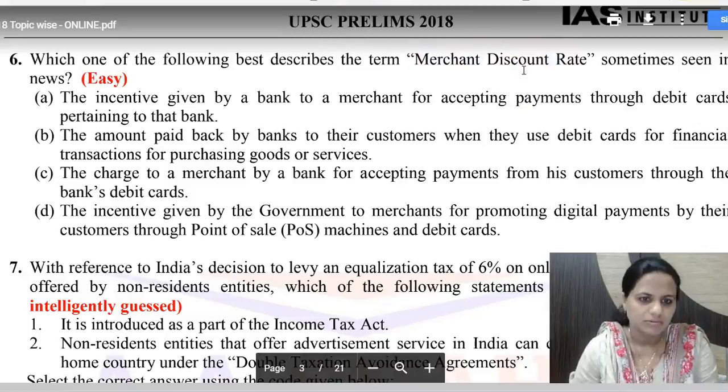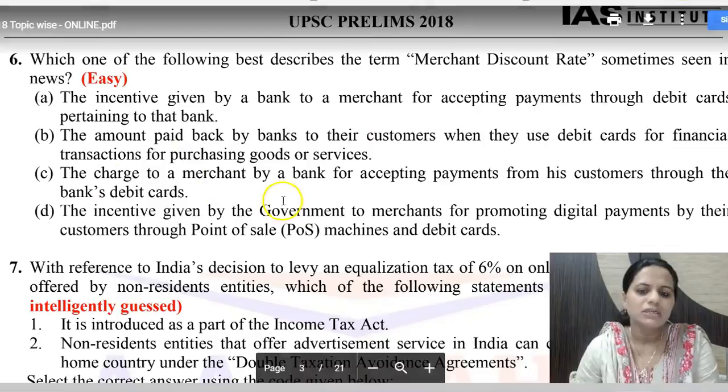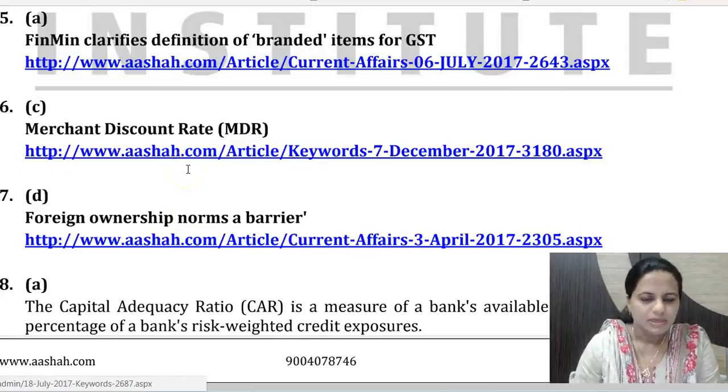So the next three options out of these four are talking about incentive or amount paid back by banks to customers, or incentive given by government, as option D says. So these are incorrect. It's not an incentive. It's actually charged to the merchant by a bank for accepting payments from his customers through the bank's debit card. So we have discussed this too. For sixth, it is C. Quite often merchant discount rate has come in news, because of the Digital India campaign which was going on post demonetization.